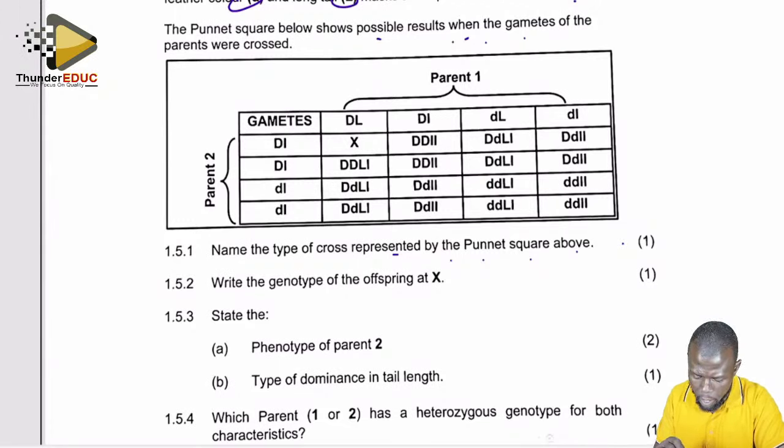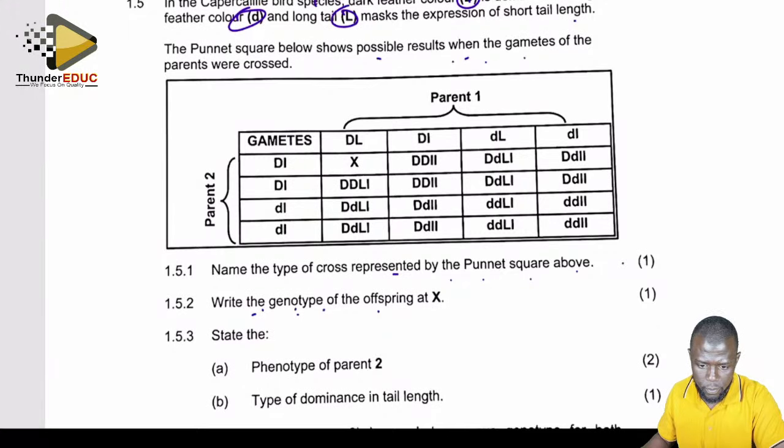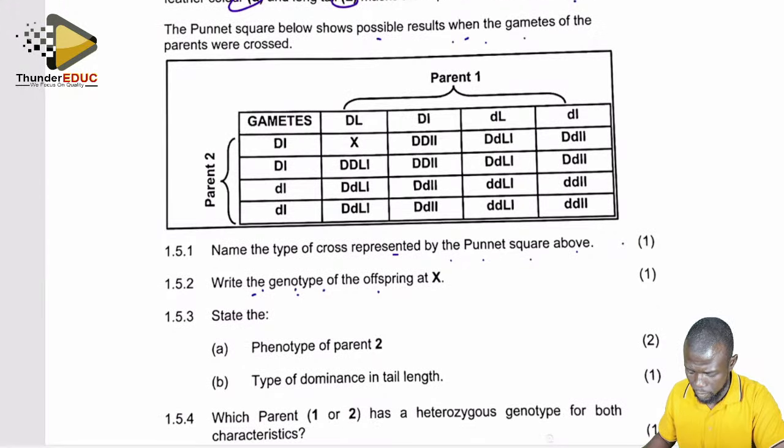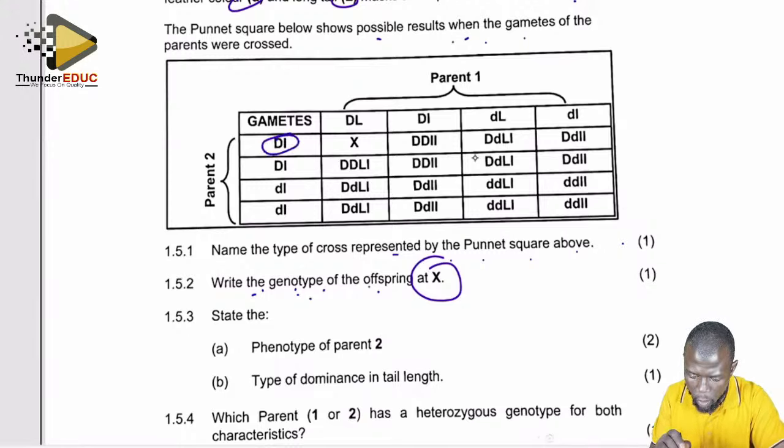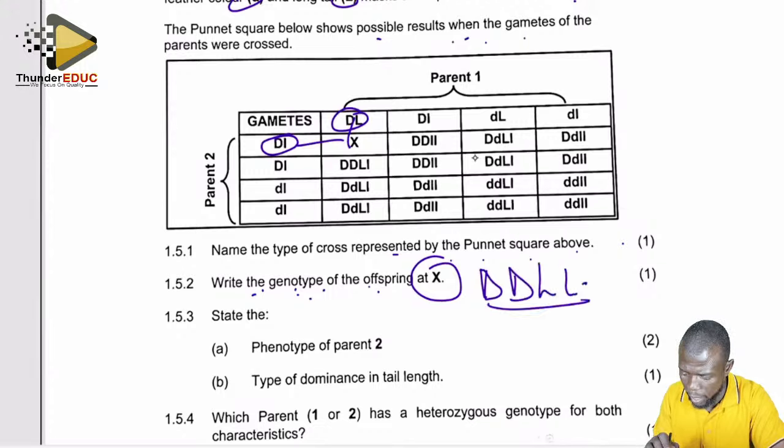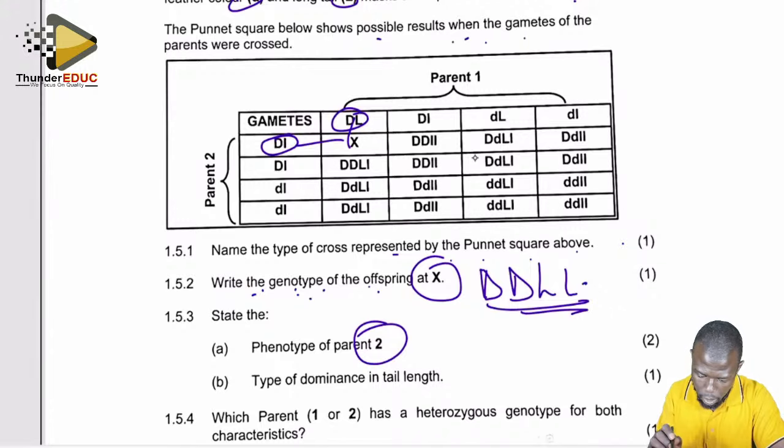They're saying, write the phenotype of the offspring. Okay, the phenotype of offspring X. It is easy. I go with this and this, because that's where the cross is going to be capital D, capital L, small l. Then they are saying state the genotype of parent 2. This is parent 2.